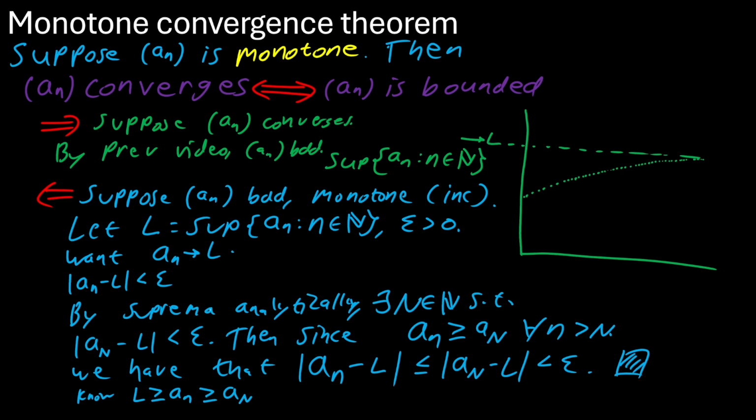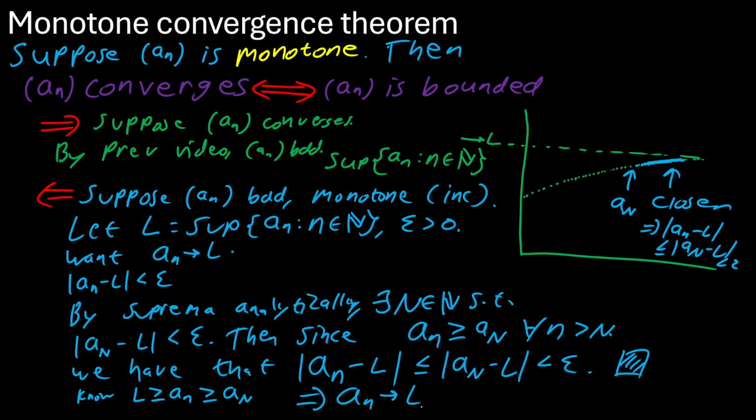But just by suprema analytically, since this thing is the least upper bound of the elements in the set, given any epsilon, there's an element of the set within epsilon of the upper bound. And then that means, since the sequence is monotonic increasing, so maybe this right here was our a capital N, all of these are even closer to L. So the distance between a_n and L has to be bounded by the distance between a cap N and L, and that was bounded by epsilon. Okay, so that means a_n approaches L.